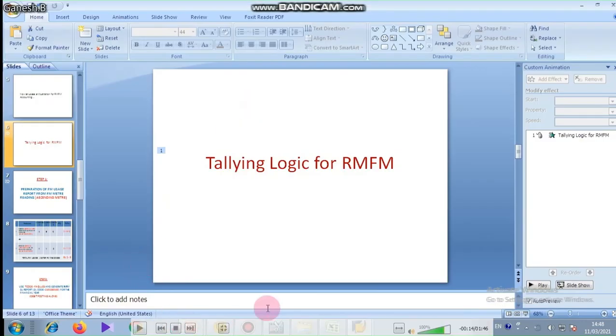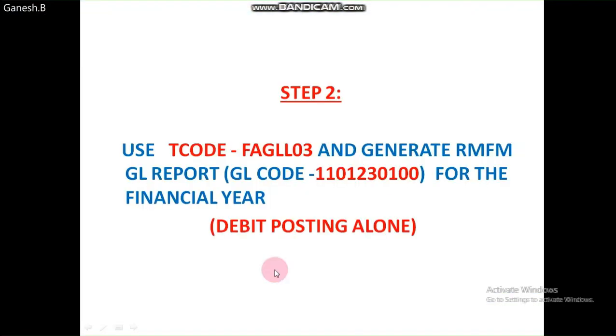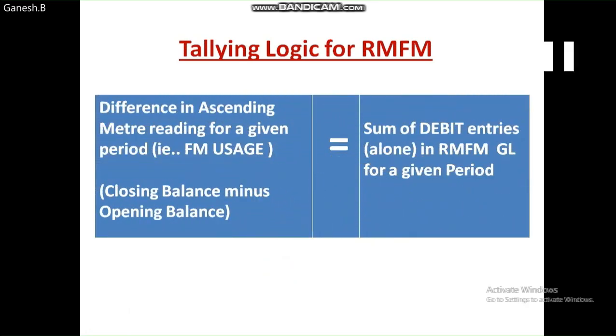In the next step, what is the tallying logic? The tallying logic is nothing but the figure we get from step 1, that is the difference in ascending meter reading for a given period. We are going to compare this with the sum of debit entries in RMFM GL for a given period. These two should be equal. If this is equal, it means that you are making correct voucher posting for ordinary articles, bill mail service, etc.